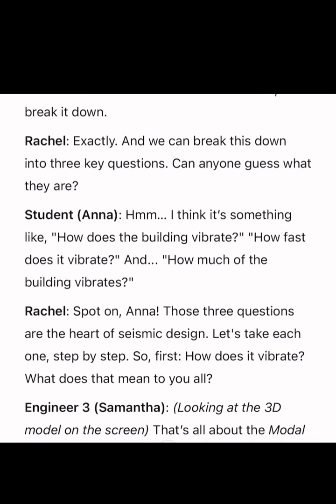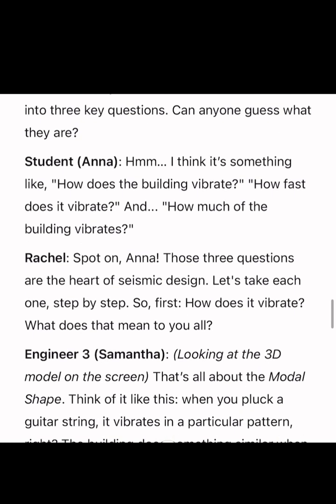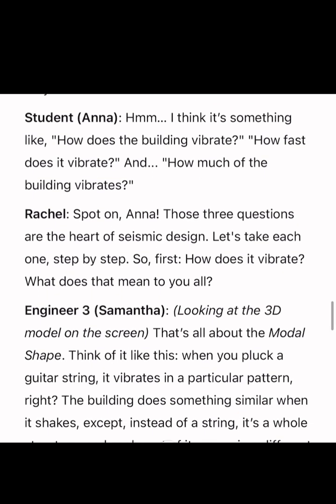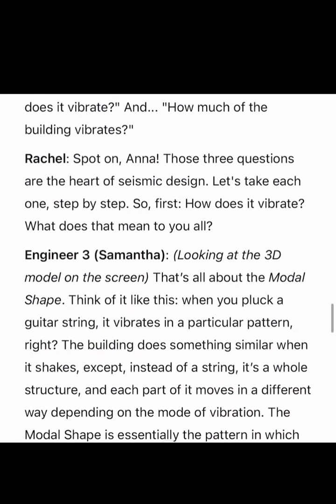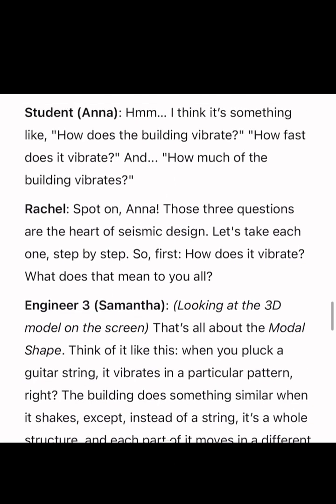Exactly. We can break this down into three key questions. Can anyone guess what they are? I think it's something like, how does the building vibrate? How fast does it vibrate, and how much of the building vibrates? Spot on. Those three questions are the heart of seismic design.